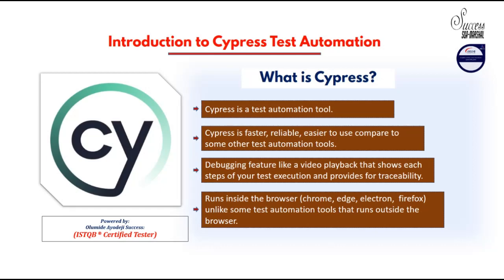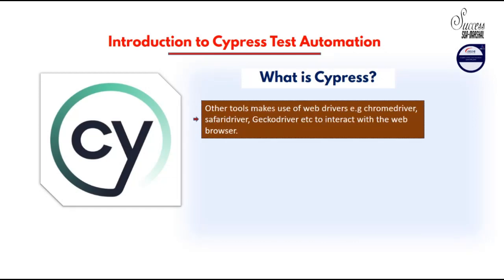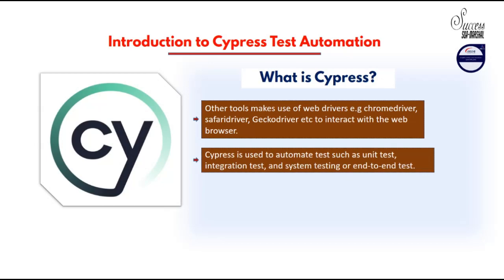So Electron is an inbuilt browser for Cypress, and of course you can make use of other web browsers like Chrome, Edge, and Firefox. The other tools make use of web drivers, like I said the other time. For Chrome, you make use of the Chrome driver, for Safari the Safari driver, Gecko driver, and so on. So they make use of these to interact with the web browser, but the way Cypress works is different.